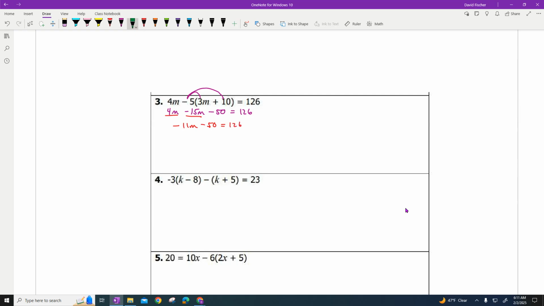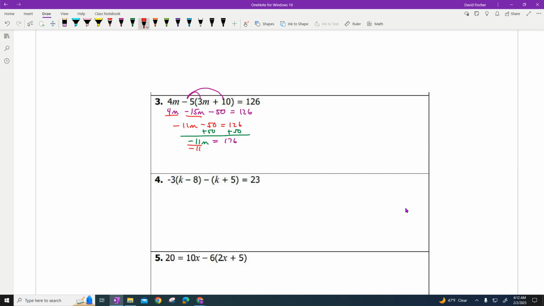Next step, we should get more natural with this. I want to get rid of that 50. And again, with practice, you'll start recognizing this and you'll start just doing it. We got 126 plus 50. Getting 176.